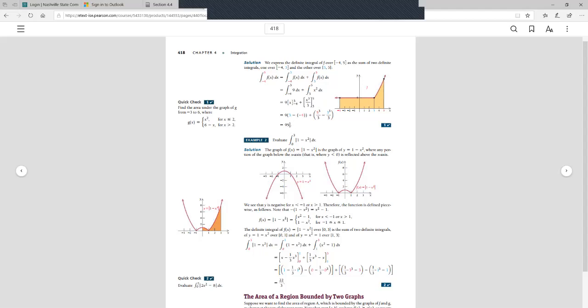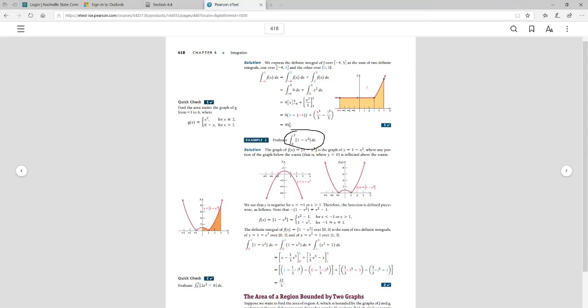Excuse me. Example 2, we're integrating from 0 to 3. And technically, we have two functions here because of the absolute value sign. Let me give you an example.